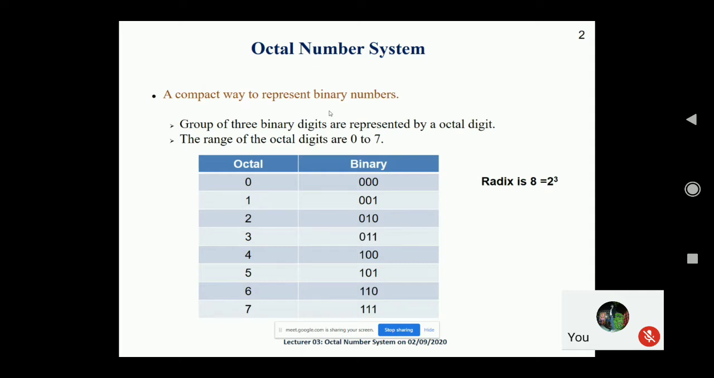So see here, the minimum is 0 and the maximum is 7. So what happens when we are representing? That means 2 to the power 3. Because every numbering system has some particular base, or you can say radix. When we talk about the binary number, the base is 2, and for the decimal number the base is 10. Similarly, for the octal number, the radix is 8.